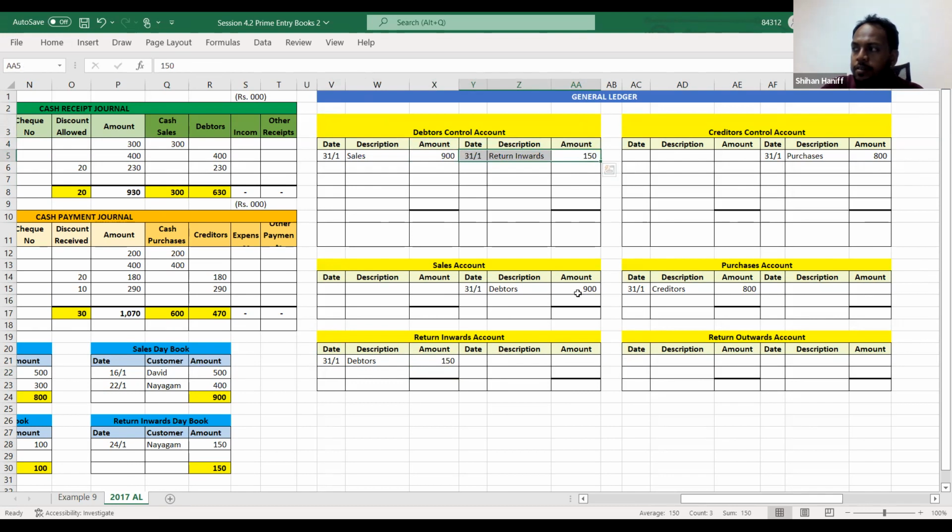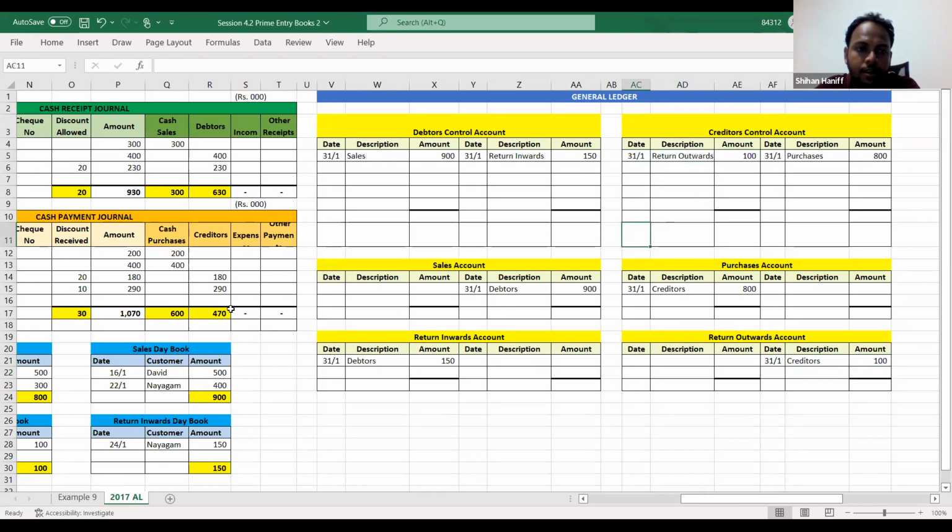Then return outwards. Creditors account debit. Return outward is credit. Yes, creditors account debit, return outward $100.